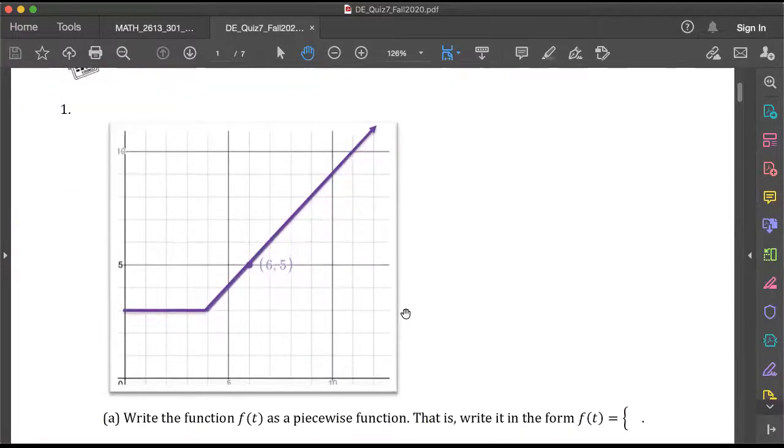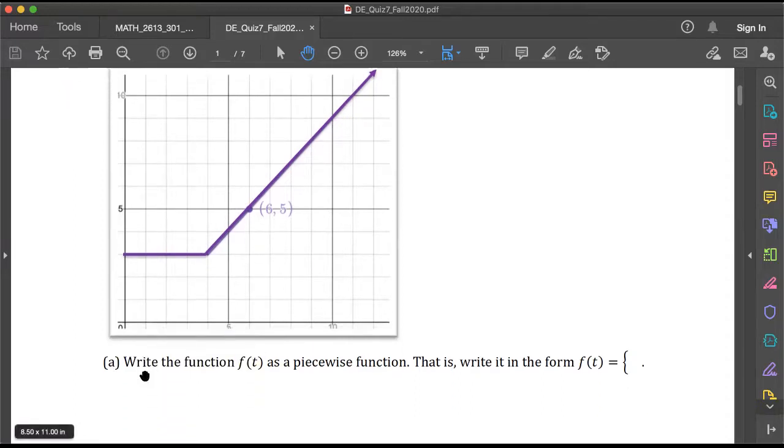So we start with a problem that looks like this. And we're given the graph. The axes are labeled. That's 0, 1, 2, 3, 4, 5, 6, 7, 8, 9, 10. So each tick mark in the t direction represents 1 unit, and each tick mark in the y direction also represents 1 unit.